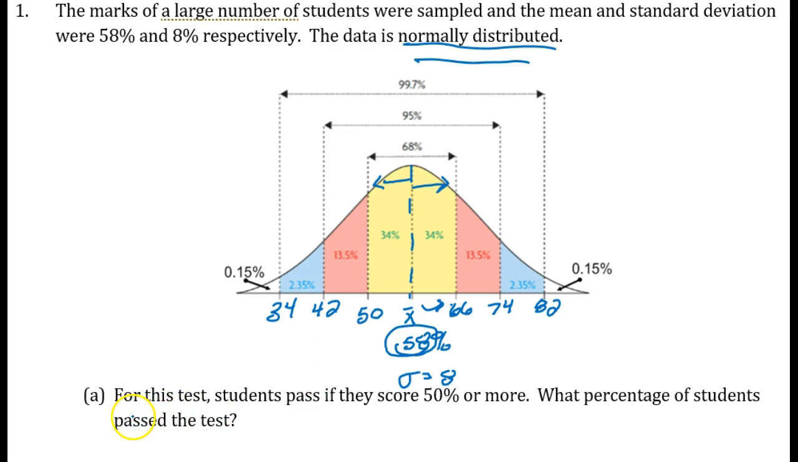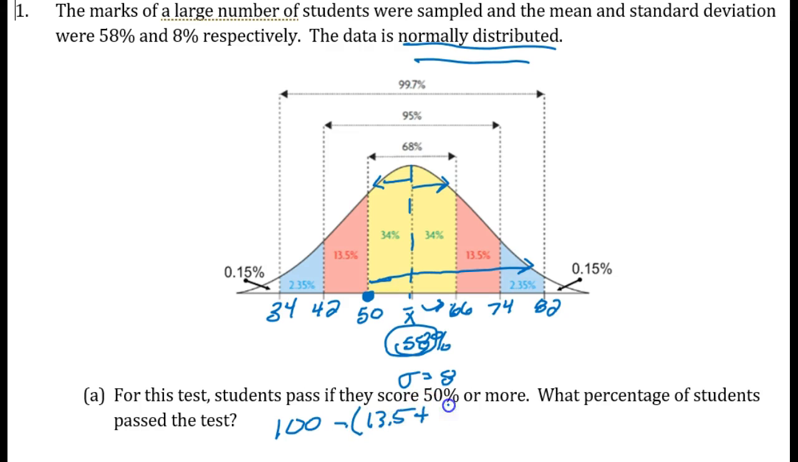So in question A, for this test, students passed if they scored 50% or more. What percent of students passed the test? Well, you have to get 50 or more. So this is your benchmark, 50, and you count all the percentages from here up. Now you could add all these percentages, and that would lead you to the percentage of students that passed. Another way of doing it would be the curve represents 100% of all students. So if the curve is all students, then we would just take away those that didn't pass.